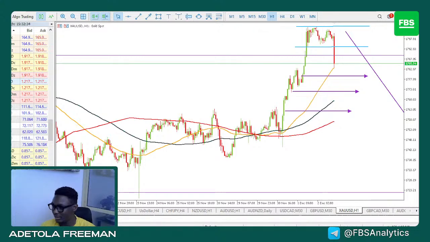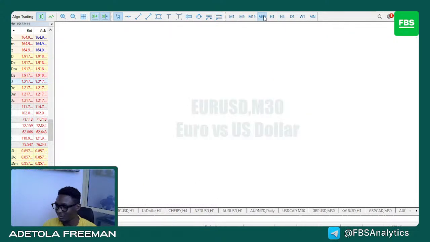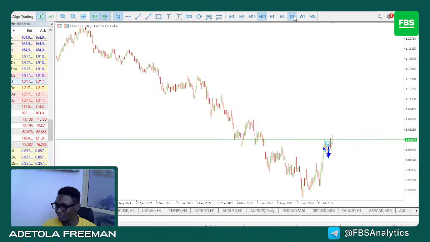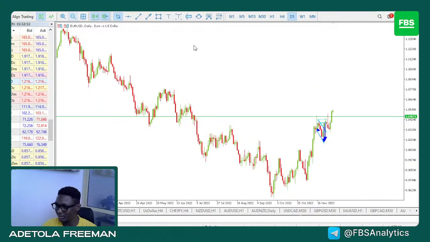All right, so let's see how gold does. In the meantime, let's also check Euro USD. We can see that Euro USD also broke out of the consolidation area. From the daily time frame, we had our zone marked. Let me zoom out a bit. Daily time frame, this is the zone on Euro USD.